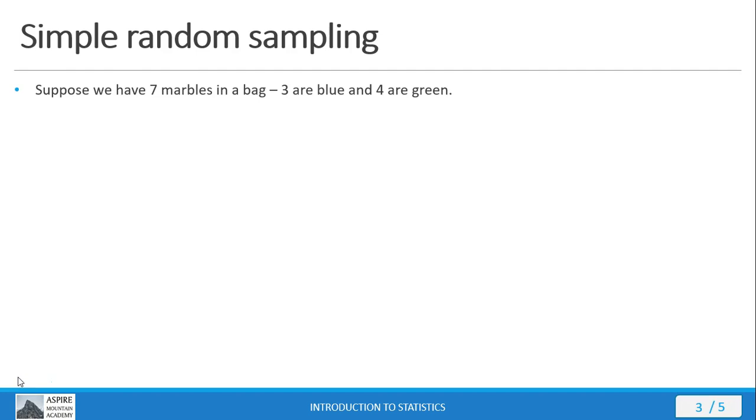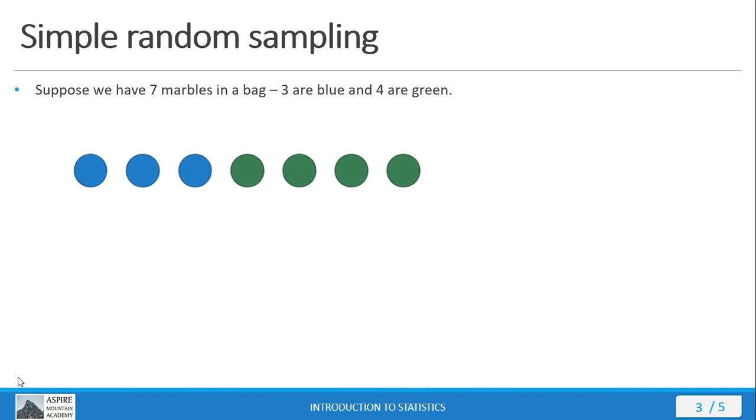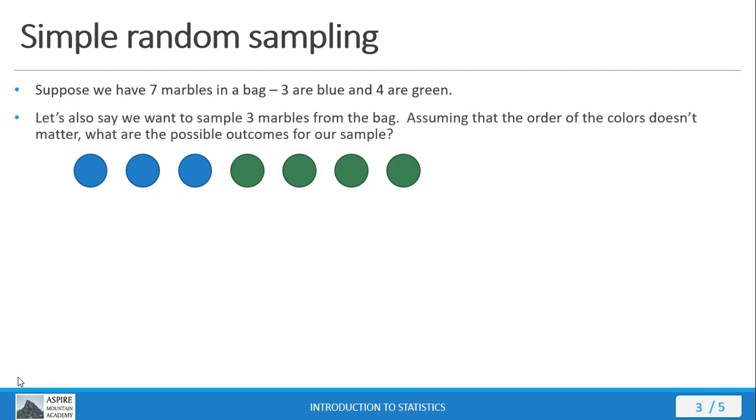Suppose we have 7 marbles in a bag, so 3 are blue and 4 are green. So here are our marbles. We've got 3 blue and 4 green, and we put them all in the bag. Now let's say we're going to sample 3 of the marbles from the bag. So here's our population, 7 marbles. We're going to take a sample size of 3 from this population. We're going to assume the order of the colors that we draw out of the bag doesn't matter.